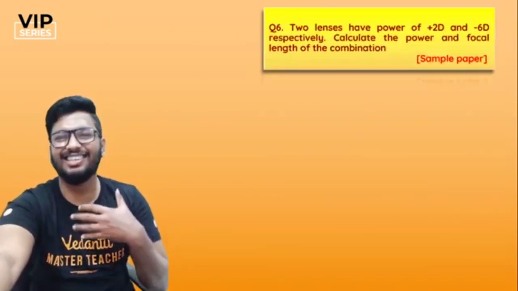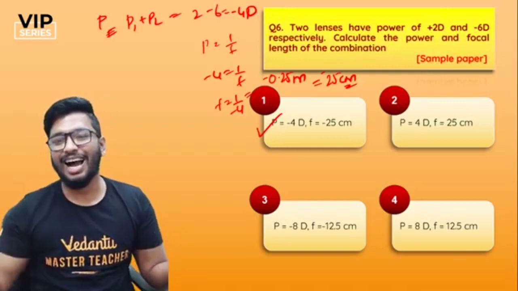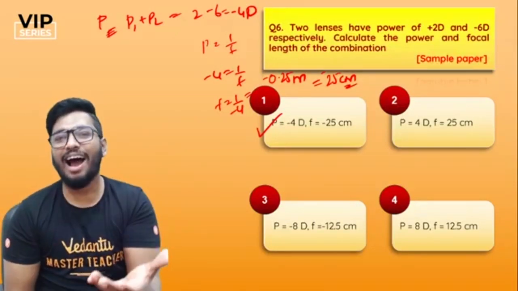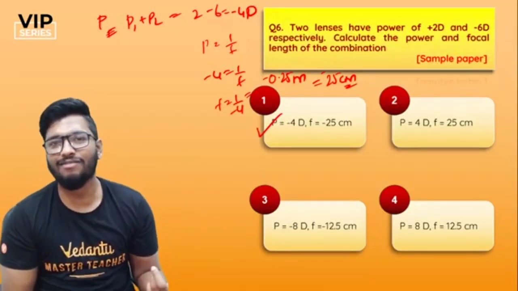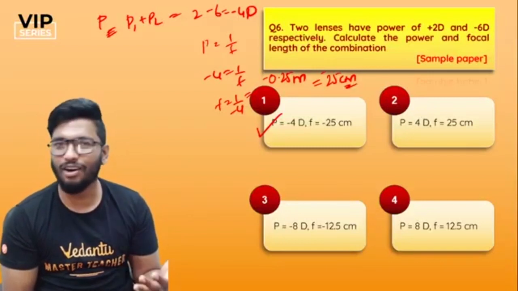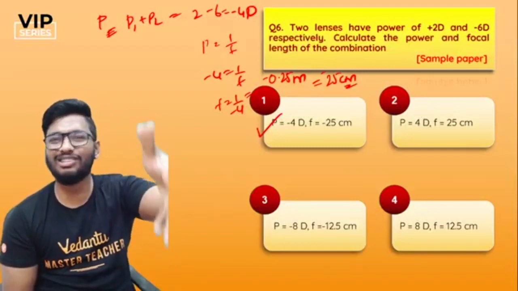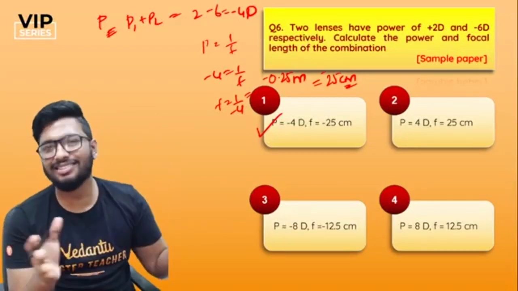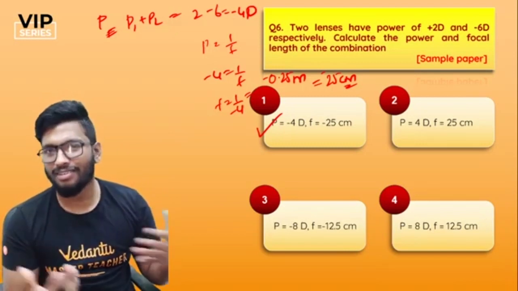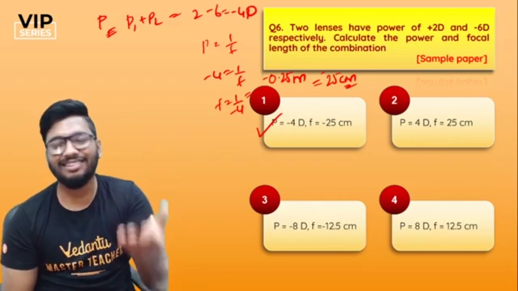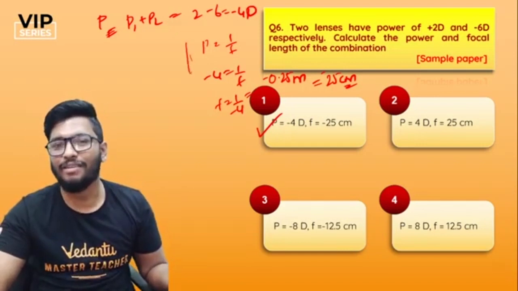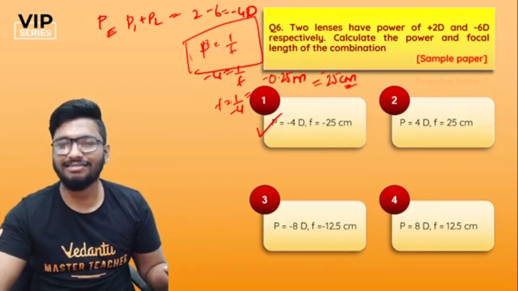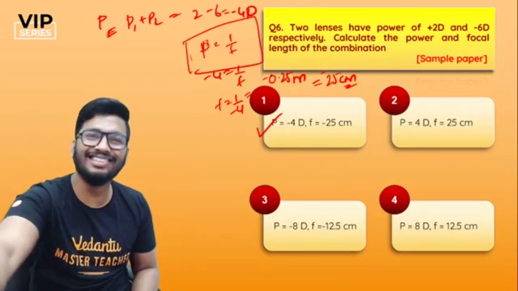Yet another easy peasy question. I mean, come on, guys. You have to spend like 1.5 minutes to solve all these questions. Definitely not more than that. You just need to use these two formulas. If there are two lenses combined, what would be the power? Find that out. Find out the focal length. The formula is quite simple. Power is equal to 1 by focal length. You know that. That's it.